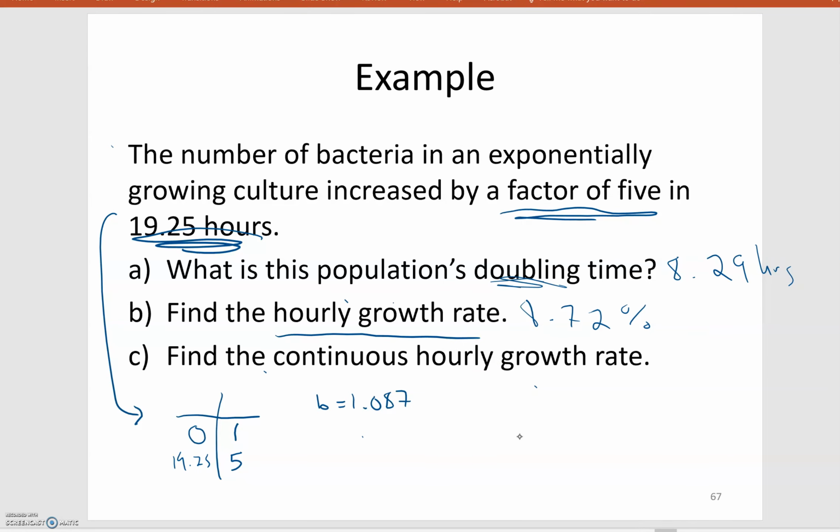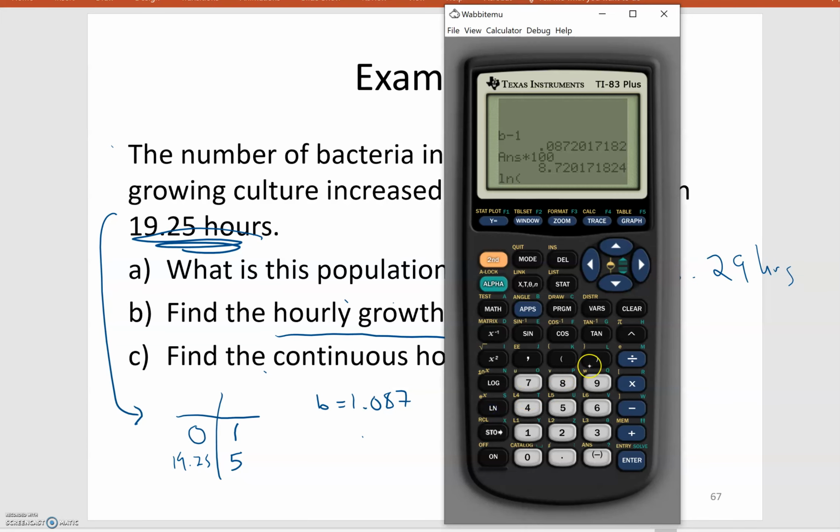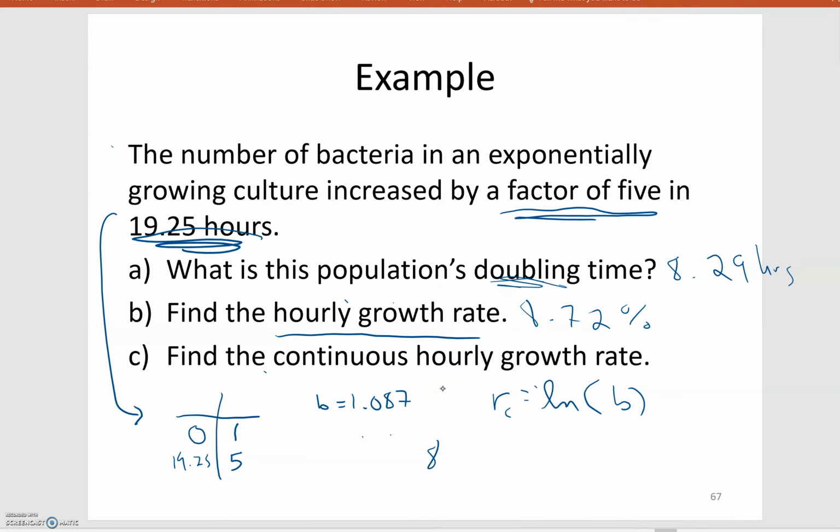Okay. Now the continuous hourly growth rate, we're converting from standard to continuous. So the formula is r_c is ln of b, ln of the factor. A lot of times people will mess this up and take ln of the rate. It's ln of the factor. So ln of Vars, Y-Vars, Statistics, equation number 3, which is b. And then I'm going to go ahead and multiply that by 100. So it's 8.361%. That's my continuous hourly growth rate.